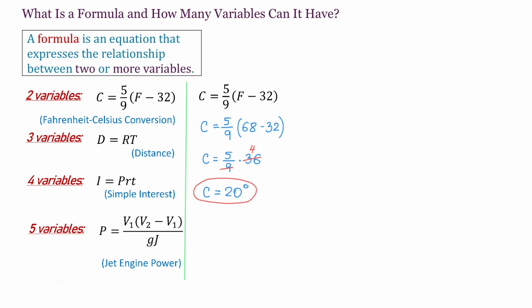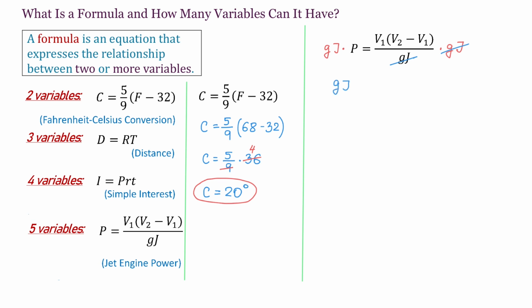Now another thing we could do with a formula, we could solve it for a certain variable as needed. And we solve it just like we solve an equation. For example, we can solve this formula for V2. So here we have it, and in the first step, to eliminate the fraction, we will multiply both sides by GJ. Then on the right side, GJ will cancel, and now we will have GJP equals V1 times the quantity V2 minus V1.